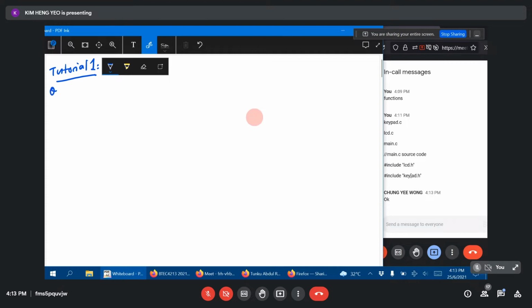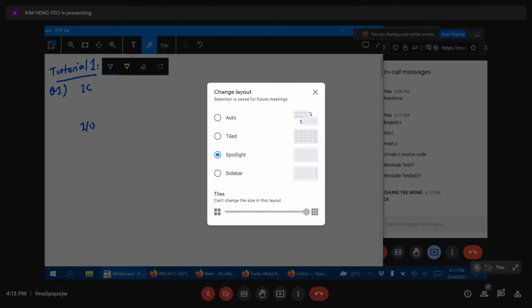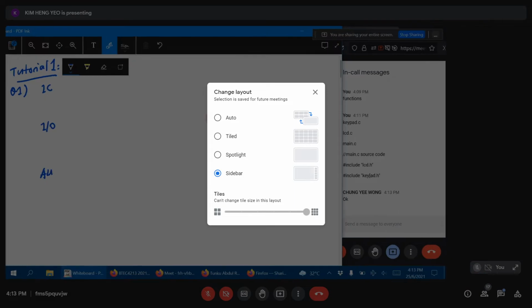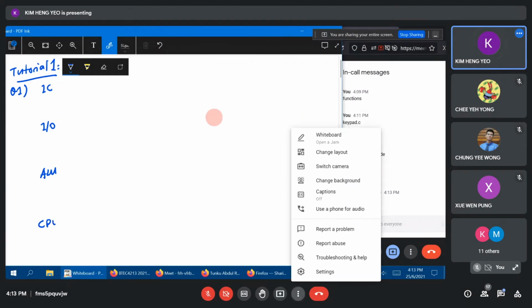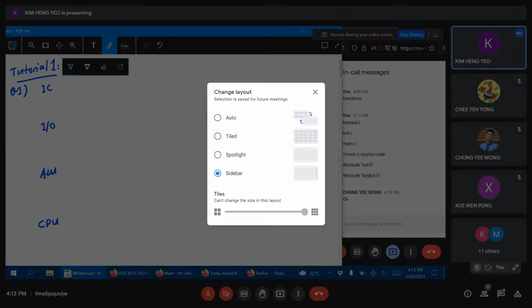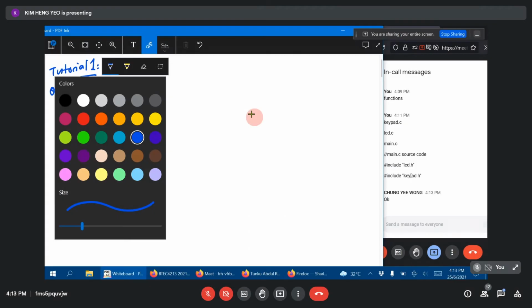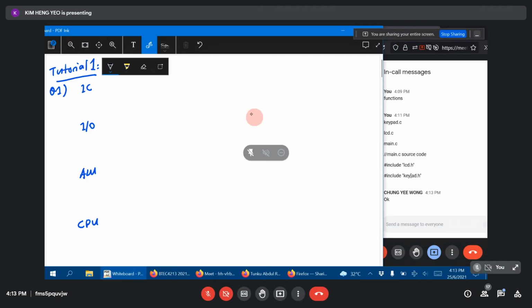Okay, so question one: what is IC, IO, ALU, and CPU? First of all, what is IC? IC is integrated circuit.